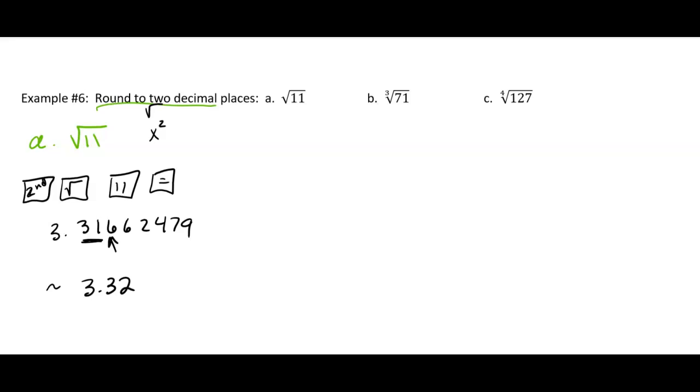This is an approximation. Sometimes they'll use that symbol to tell you that's an approximation. But 3.32 is going to be the answer. Okay. So now we're going to go to B. And we want to approximate the cubed root of 71.